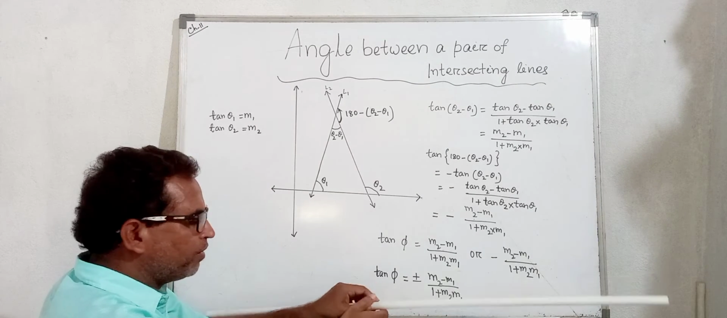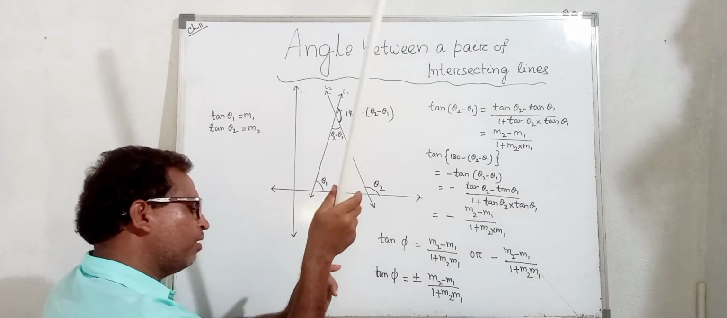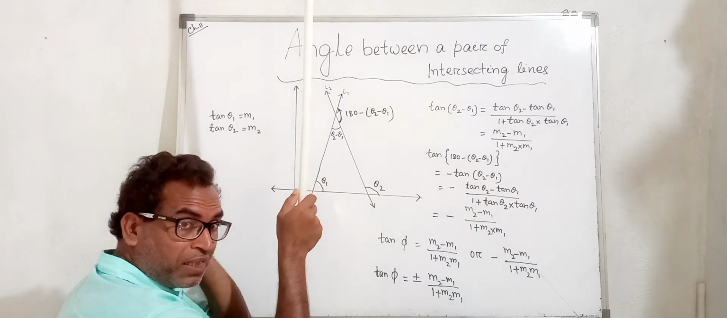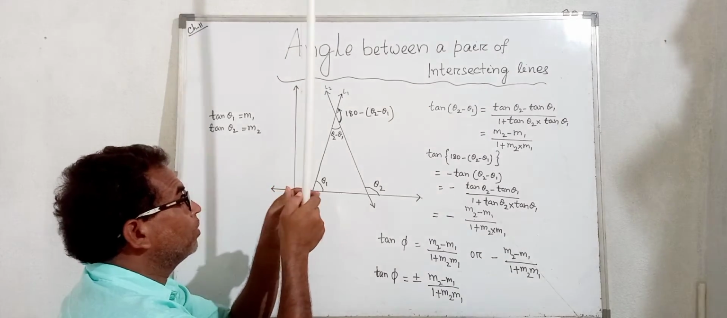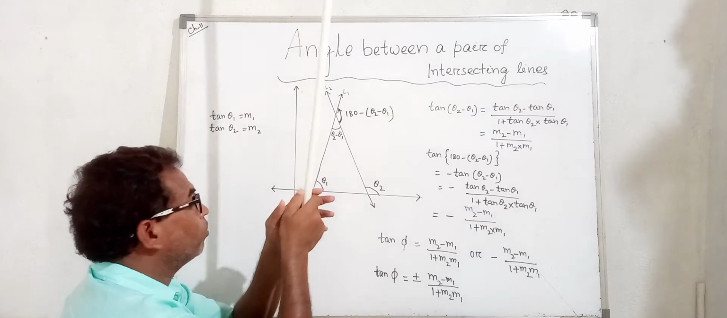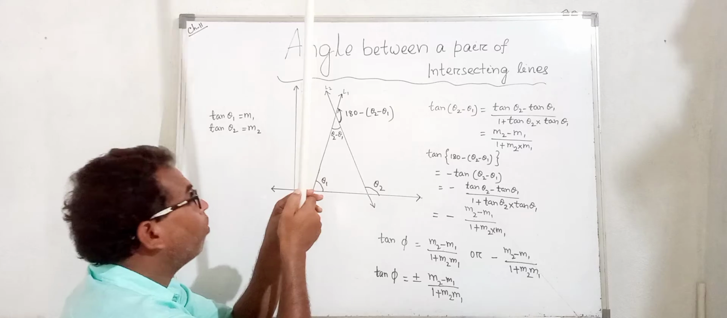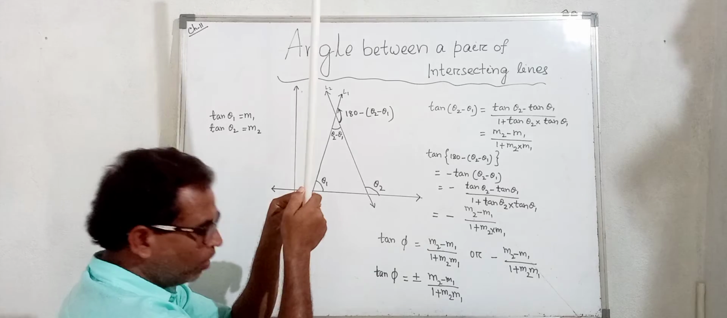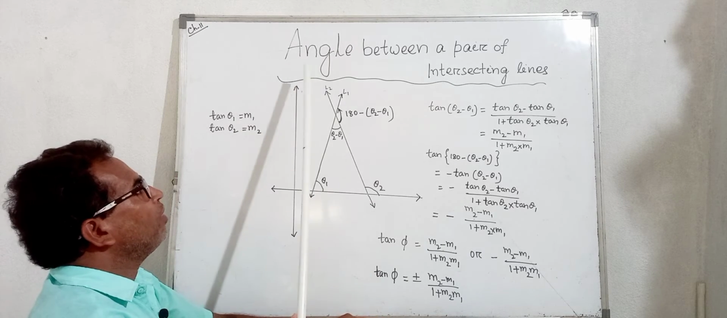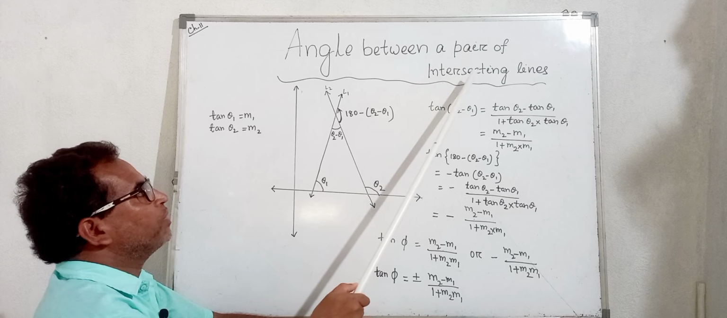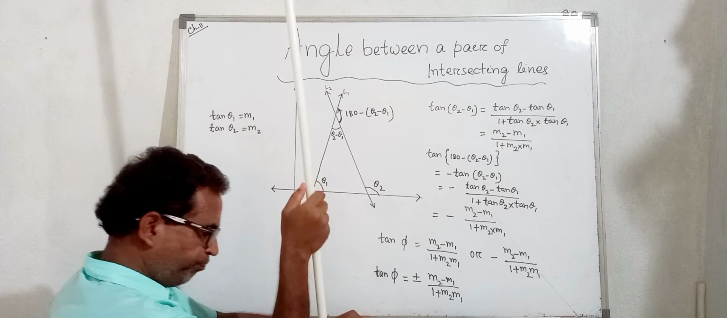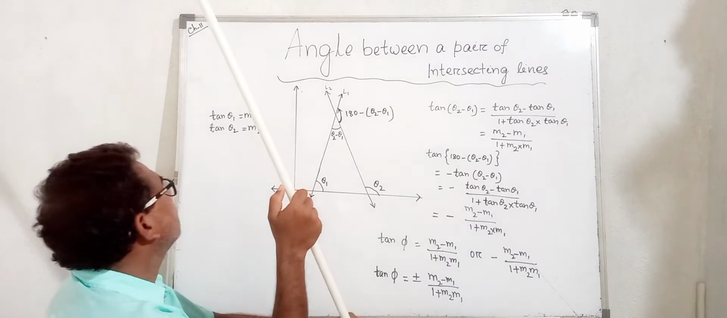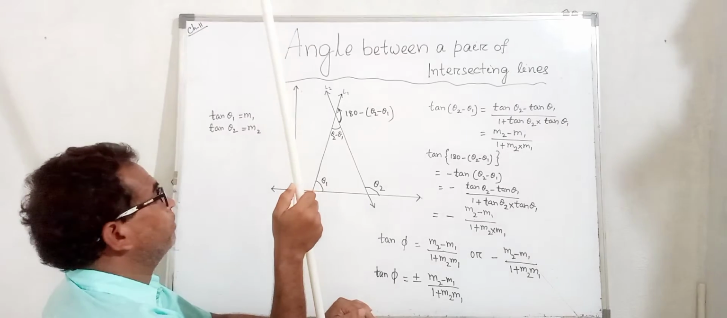I have discussed the conditions for two straight lines to be parallel, perpendicular or coincident in the previous class. Today I will discuss the angle between a pair of intersecting lines. It belongs to chapter 11, Straight Lines, in the plus 2 first year mathematics course.